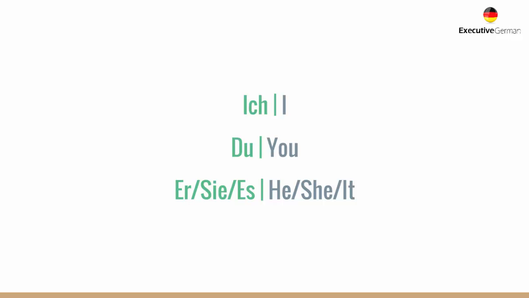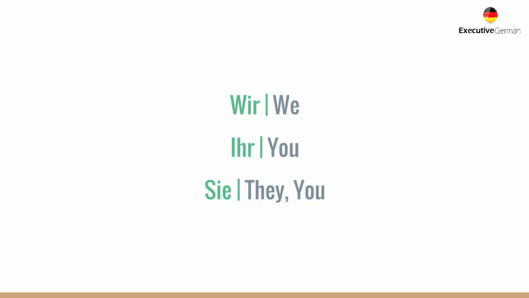Ich, du, er, sie, es. So same as in English, we have I, which is ich. We have you, du, and he, she, and it, which is er, sie, and es. Okay. So now we have the singular personal pronouns.